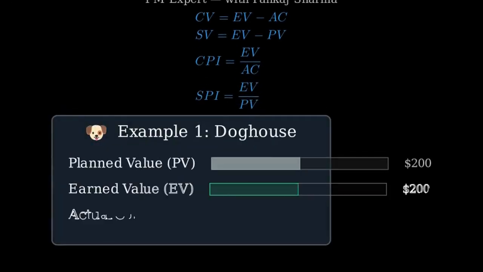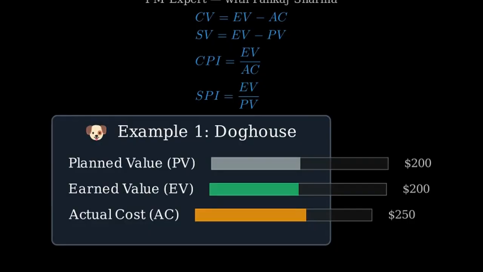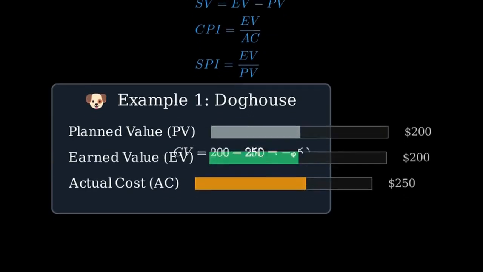Example 1, the doghouse. The total budget is $400 for all 4 days. After 2 days, half the doghouse is done, and the actual cost is $250. Let us place our 3 bars for planned value, earned value, and actual cost. Now, compute step by step.